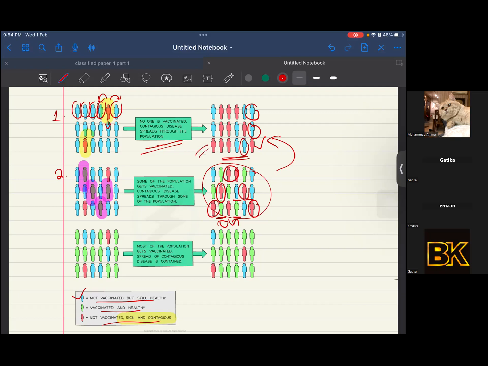Okay, now the third picture. In this, most of the population gets vaccinated. In the previous one, it was only some of them. Most of the population gets vaccinated, and the spread of the contagious disease is contained. So we can see that here only two people were sick and infected, and still here it's only two. The percentage spread is less in this compared to what it was over here or over there.